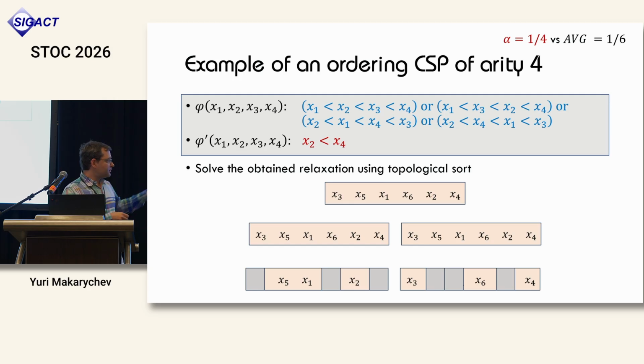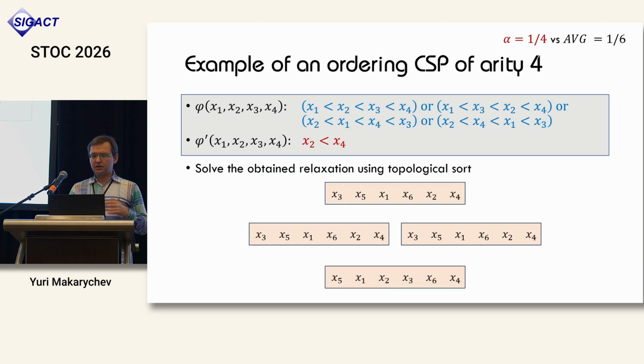So we get a solution, and it turns out we can show, using our framework, that in expectation we satisfy 1/4 of all constraints, but the random algorithm satisfies a 1/6 fraction. So that's significantly better.